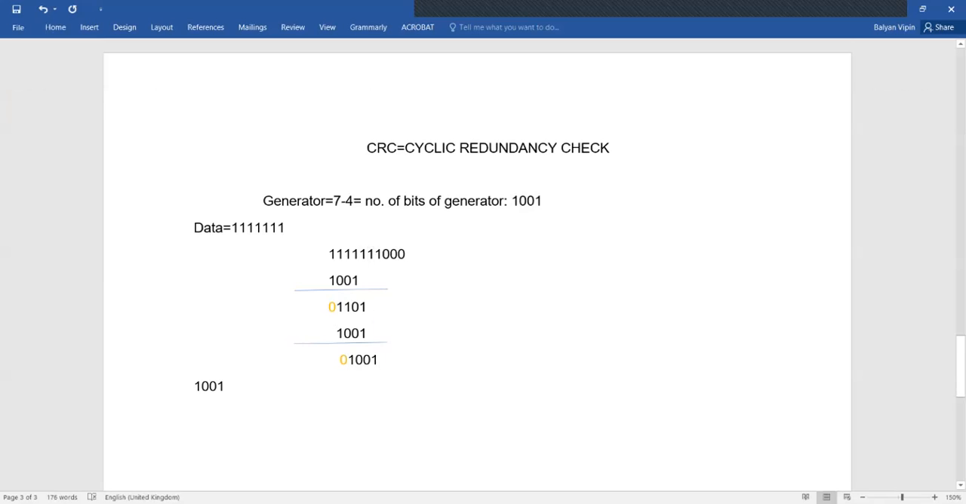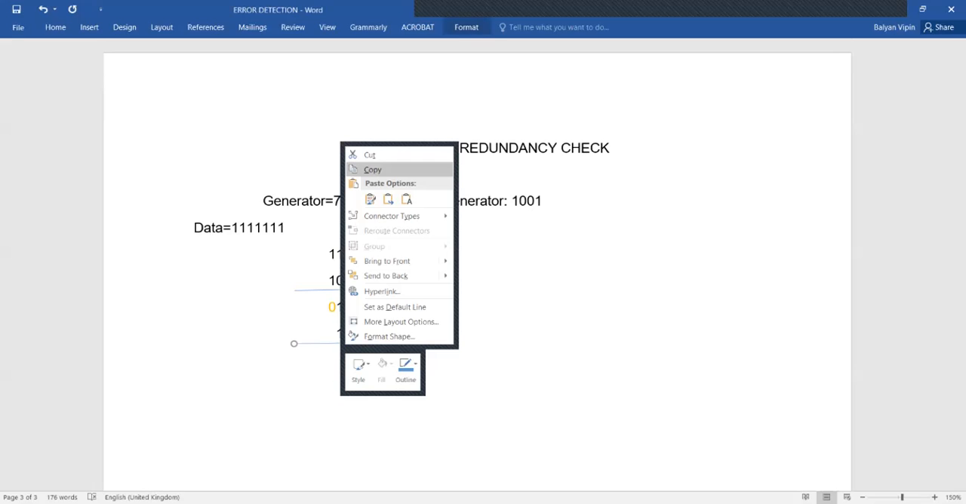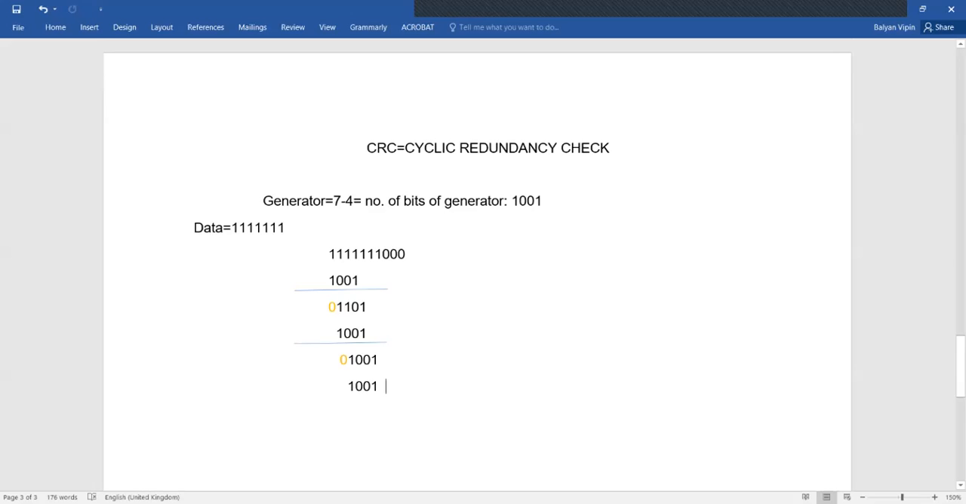So basically it's the same number, so the answer will be 0. Again, insert a line. So what's the answer here? It is 0, 0, 0, 0. Now, what's remaining here is 1 and then 000.